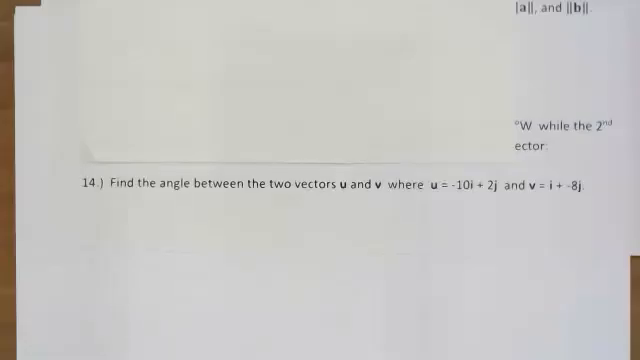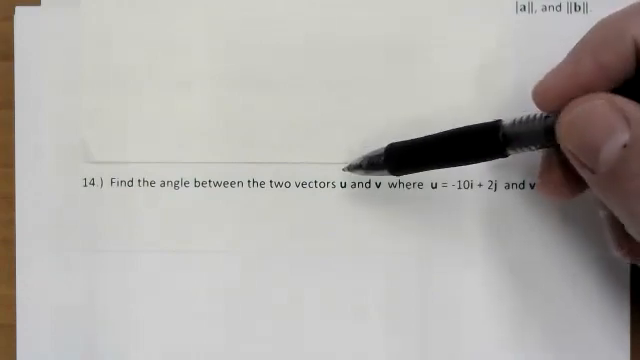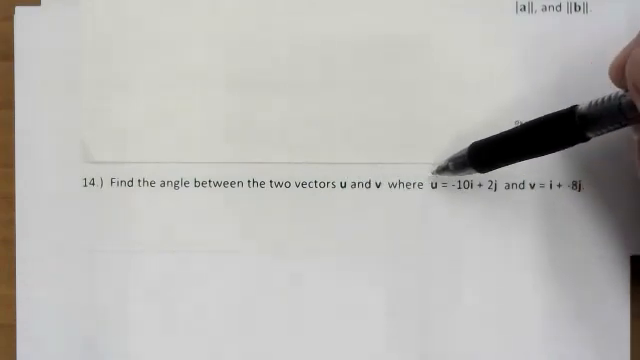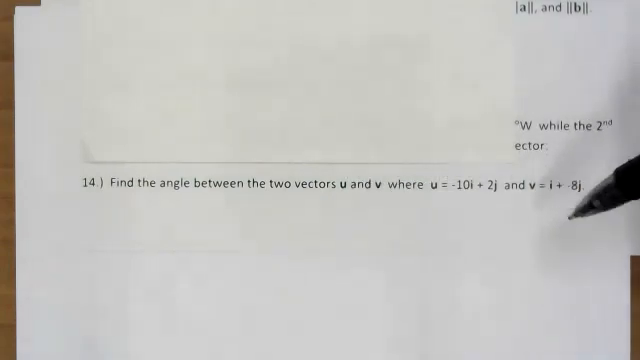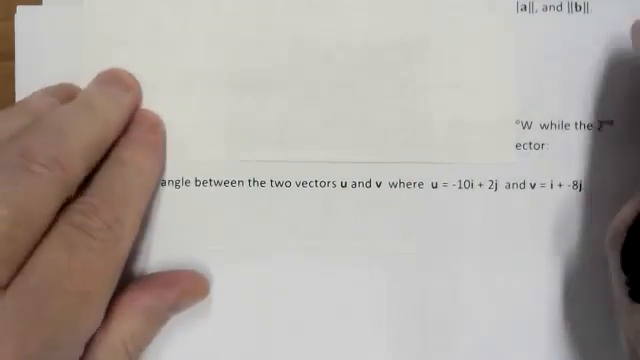We're now ready to look at problem 14. Find the angle between the two vectors u and v, where u equals this and v is this. So for this problem, we have a little formula.